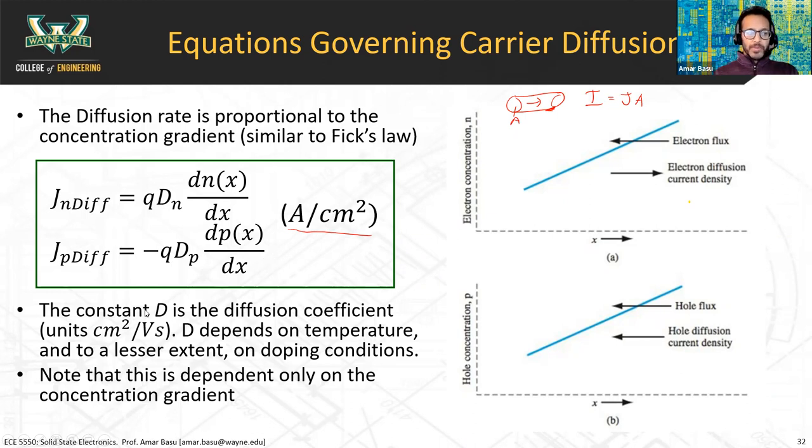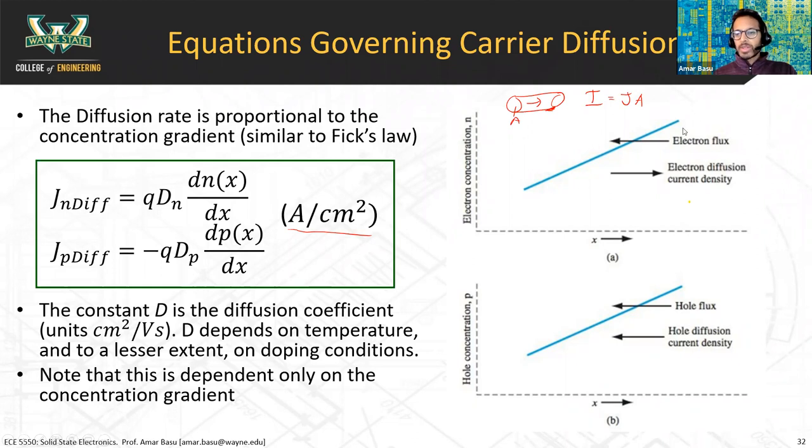Okay, so again, the constant D is a diffusion coefficient. The units for this are centimeter squared per second. D depends on a variety of things, including temperature. It depends somewhat on doping conditions, but it's largely temperature dependent. If you think about chemical molecules diffusing, it turns out they diffuse faster at higher temperatures, right? So just keep that in mind. Higher temperatures means things are going to diffuse faster.